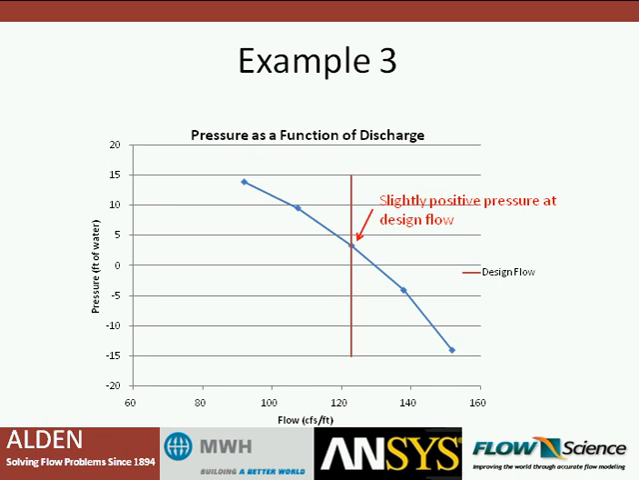On the vertical axis, I have pressure, and that's shown in feet of water column. And then on the horizontal axis, we have the discharge per linear foot of the dam. And the design flow is the vertical red line. So if we look right in this area here, we see a slightly positive pressure at the design flow of about +3 feet of water column.